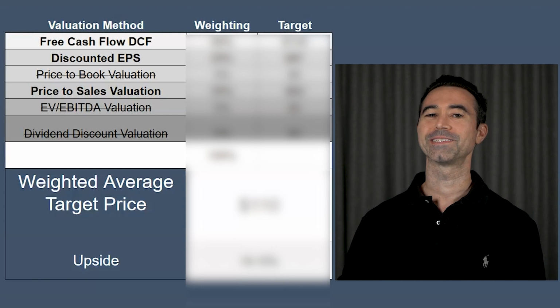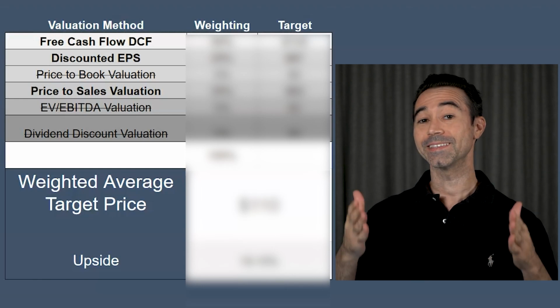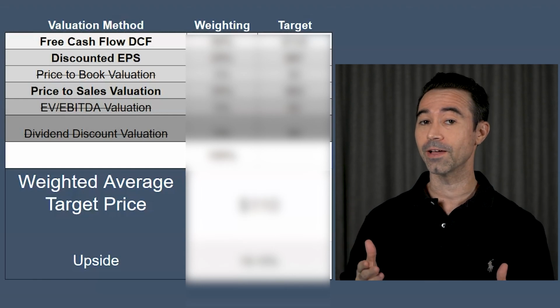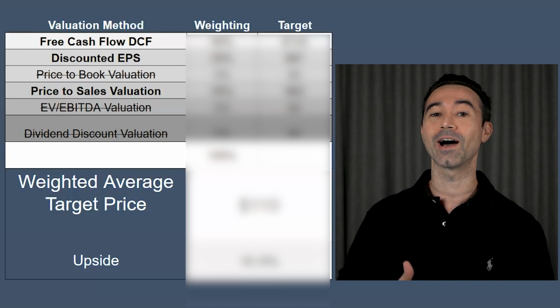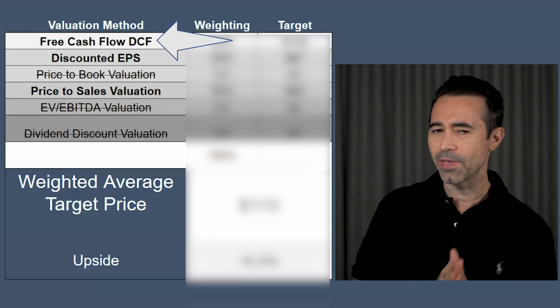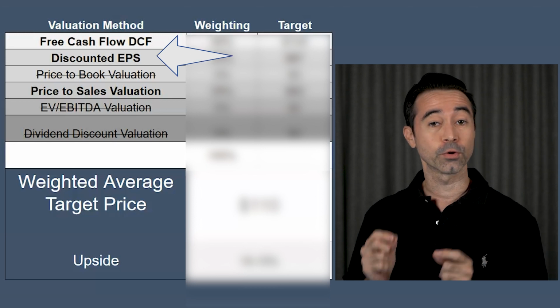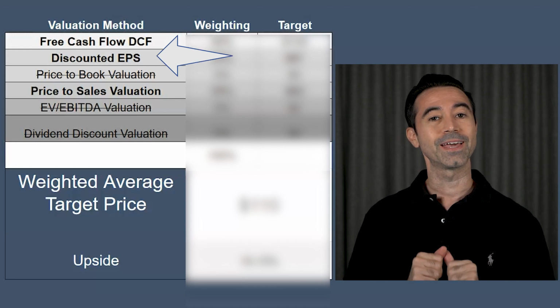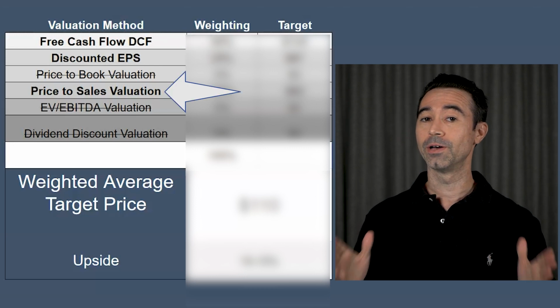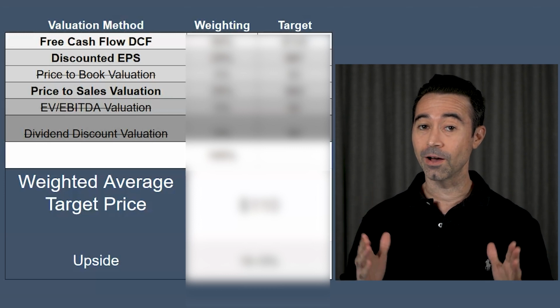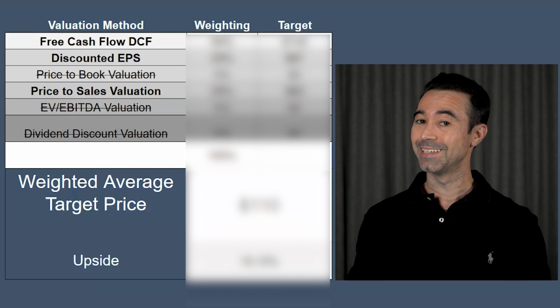So here we go. This is my price target for Exxon Mobil. This is what I think the stock should be selling for. This is based on 3 different valuation methodologies. First off, we have a discounted cash flow. Then we also have a discounted earnings per share. And also we have a price to sales ratio. So what is the target price of Exxon Mobil? Keep watching to find out.